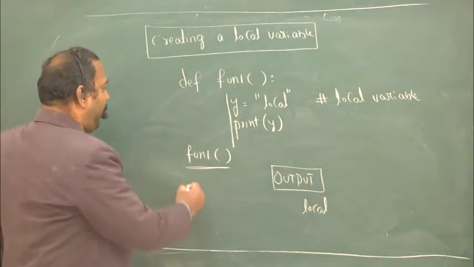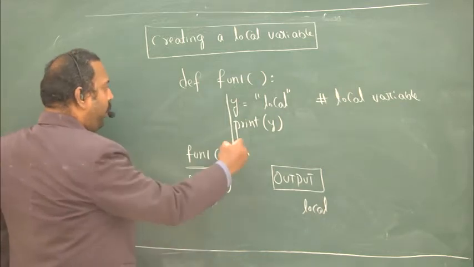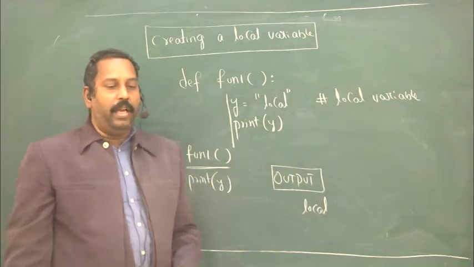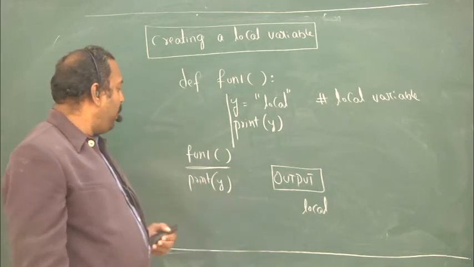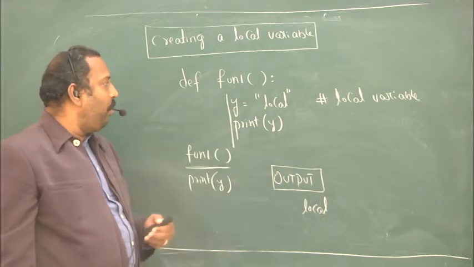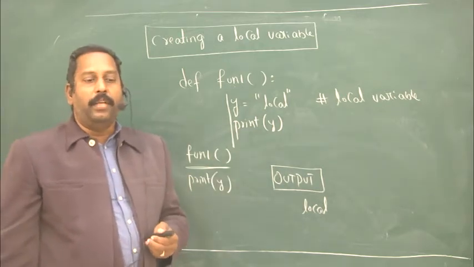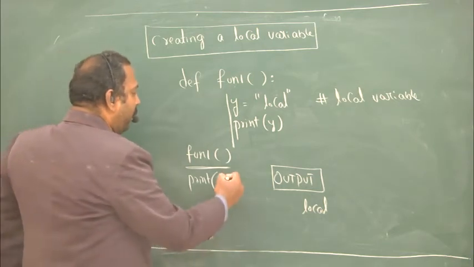Suppose I print y here. What is the output you'll get? Suppose I write print y here. Since y is a local variable, the scope is within the function only. You can access y only within the function. Outside the function you cannot access y. That's why here you'll get the error.